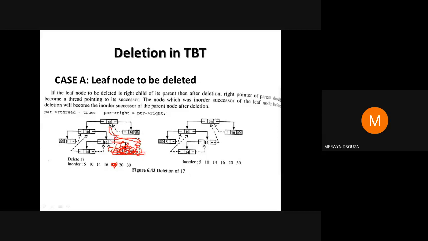Since now this has become null, you cannot keep it null. So what you do, since it's the right side, find out the in order successor. In order successor of 16 is 20. So you draw from the right side of 16 a dotted arrow to 20. You can see here, you draw a dotted arrow from 16 to 20. That's it. Remaining nodes and arrows you draw as they are. So that is your deletion of 17.